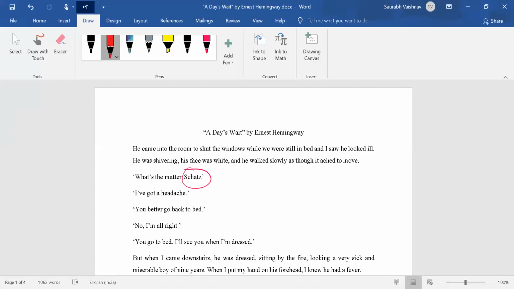So the father says that, no son, you go to bed and I will see you when I am dressed. You wait for me. In the meantime, you take a rest in your bed, and I will change my dress and I will see you there. I'll come there.